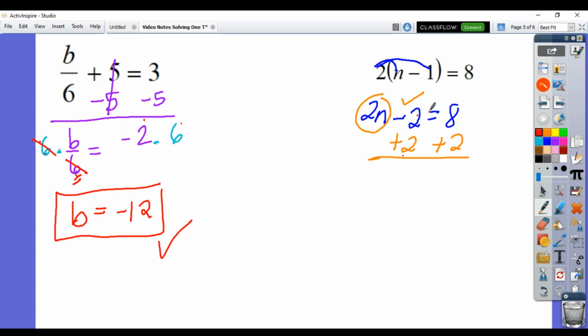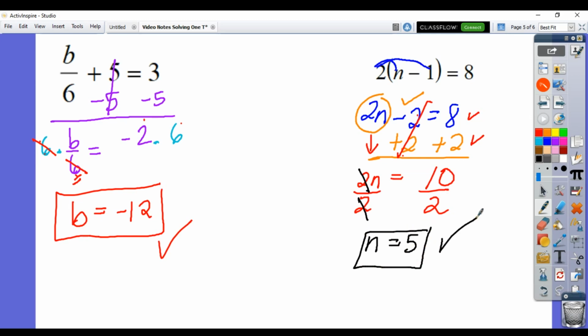And negative 2 plus 2 crosses out because that will be equal to 0. I'll drop this down: 2n equals 8 plus 2. 8 plus 2 is equal to 10. And now we simply divide this by 2 and 2, because 2 divided by 2 is 1, or we'll cancel this out. n is equal to 10 divided by 2, which is equal to 5. Kaboom. There you have it.